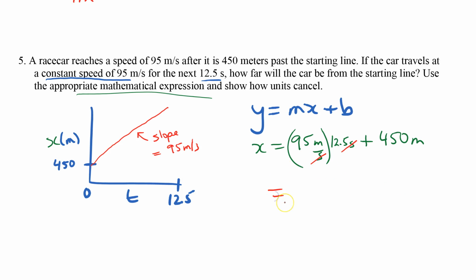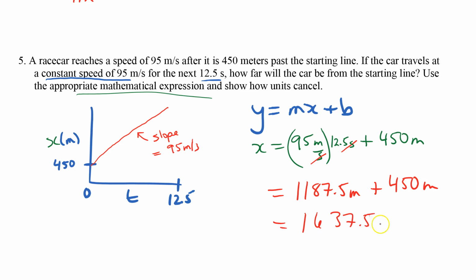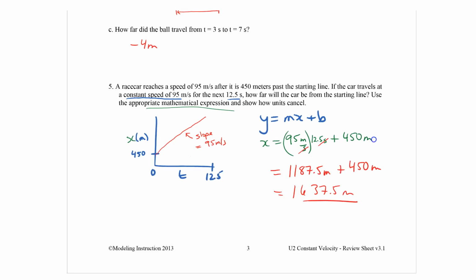Okay, so 95 times 12.5. I've got to get my calculator out for that. I guess that would be 1187.5, and this is meters. So that's how far it went because of how fast it was going. And because it started at 450, we need to add that part in there. And so we get 1637.5 meters.